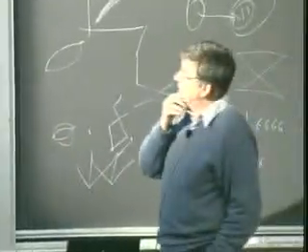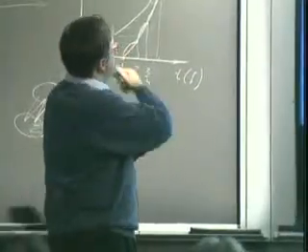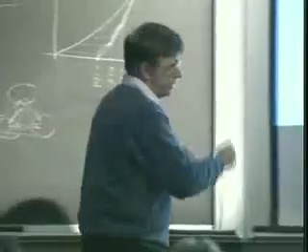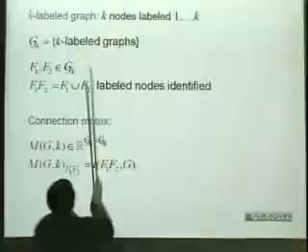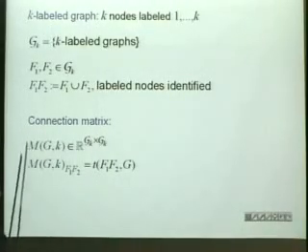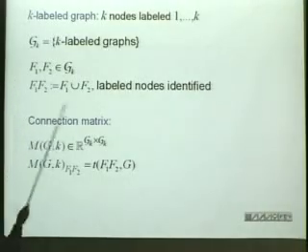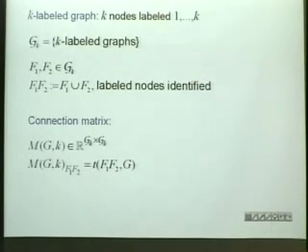And this is really, now I have come to the main object that I would like to talk about. So this thing will come up tomorrow as well. So first I have to define what a k-labeled graph is. A k-labeled graph has k nodes labeled 1 through k. And I denote by G_k the set of all k-labeled graphs. I'm a bit sloppy here, so it's a representative for each isomorphism class of these graphs.